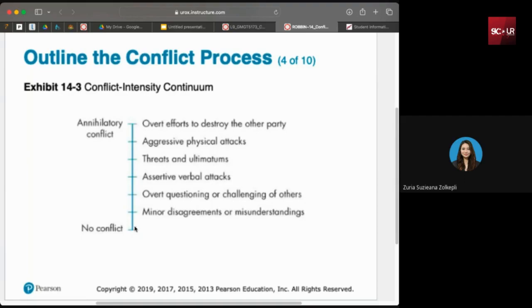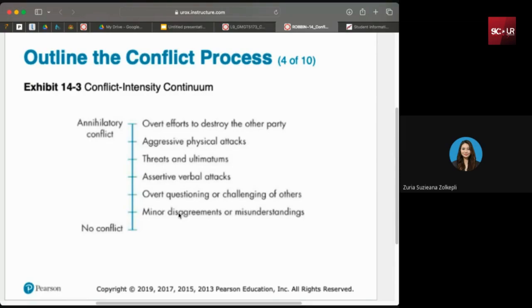So let's say from no conflict to minor, several conflicts that can be handled. So this one can be just a minor disagreement ataupun misunderstanding. It happens a lot in the workplace, right? Sometimes the way that you give instructions can lead to misunderstandings. Sometimes your facial expression as well can lead to misunderstanding. And during meetings you have disagreements because everybody has their points of view, their ideas and so on. So this is just a minor disagreement, right?